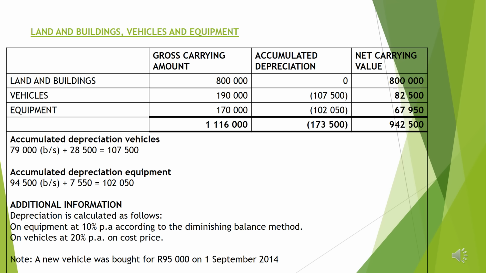Now, if they are telling us that we are going to use a cost price or a straight line method as the method of calculating depreciation in relation to vehicles, that means the depreciation will be calculated on the cost balance, on the historical cost. And there is nothing that you need to adjust for when it comes to your accumulated depreciation.